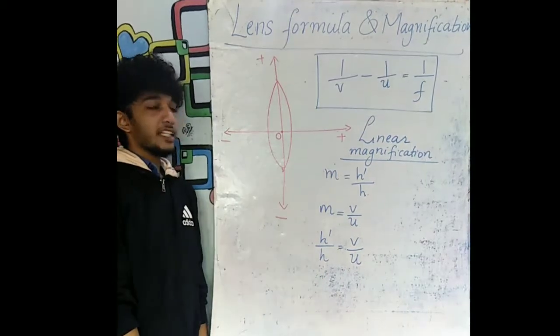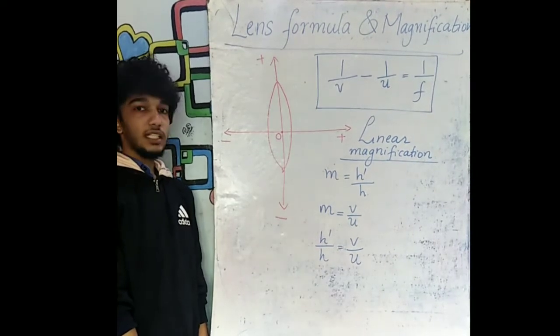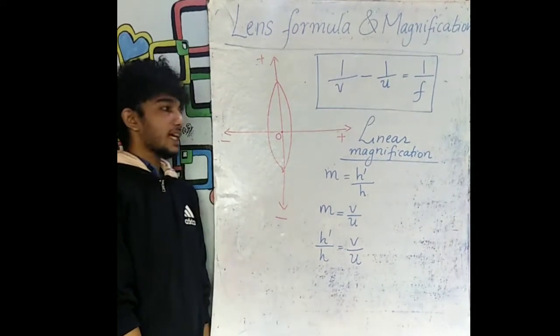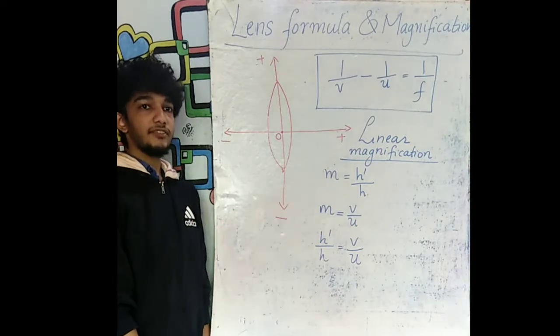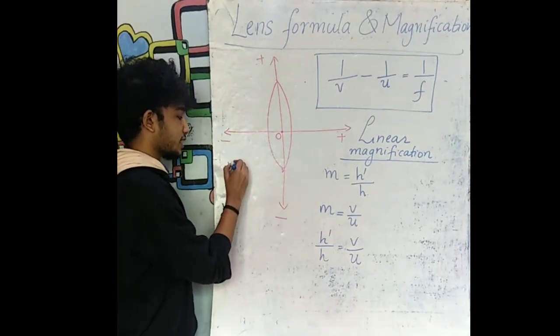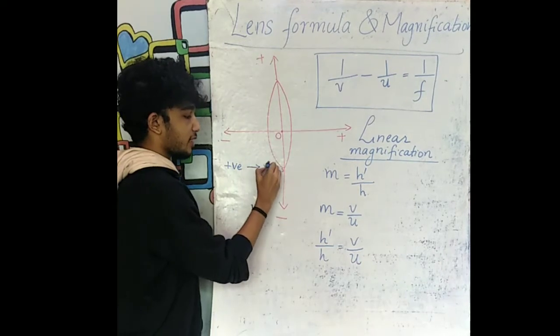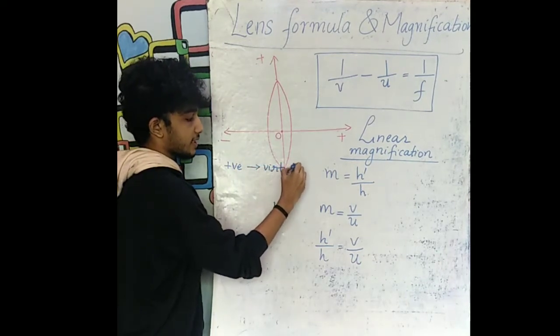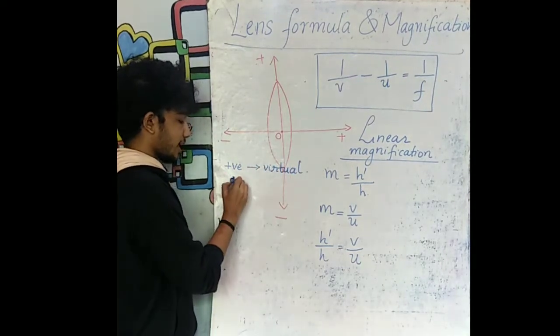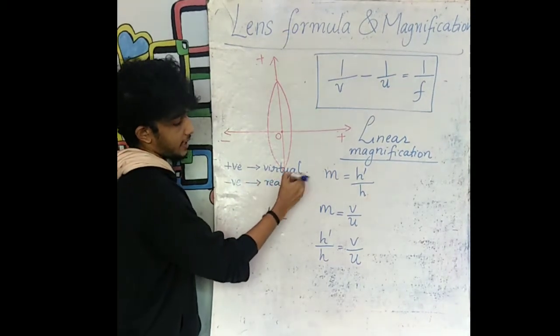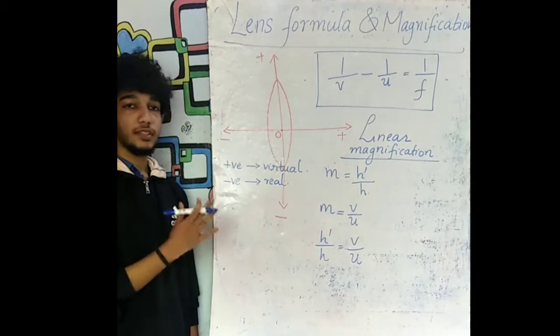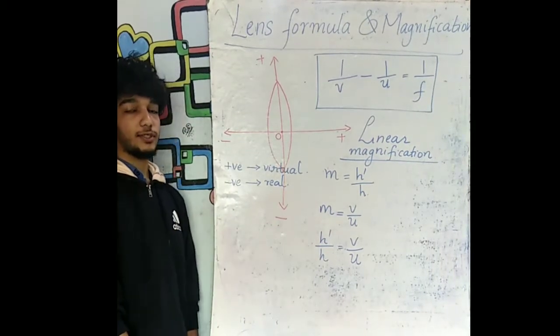Now magnification is also over. What about the sign of magnification? Same as in the case of a spherical mirror, if the sign of magnification is positive, then the image formed will be virtual and erect. And if the sign of magnification is negative, then the image formed will be real and inverted. The same rules are applied here also.